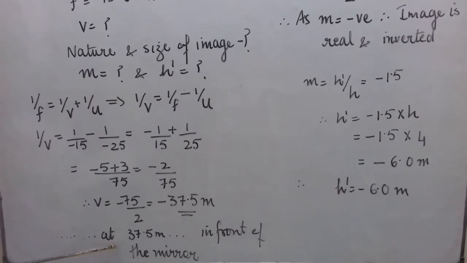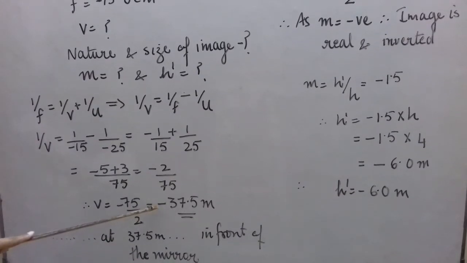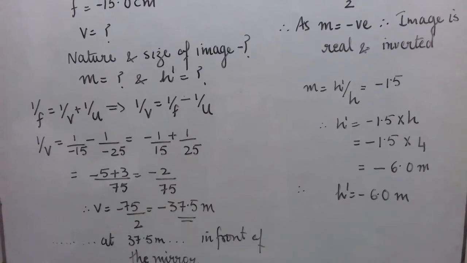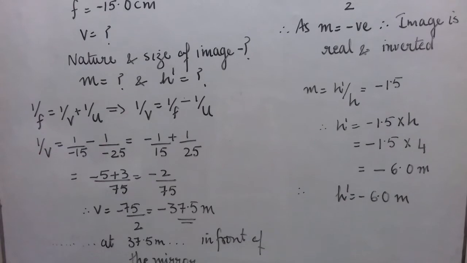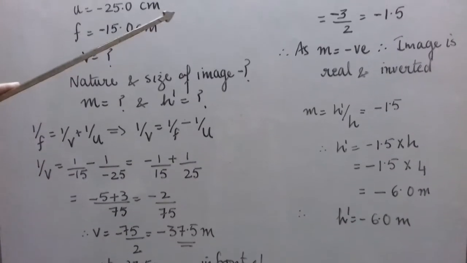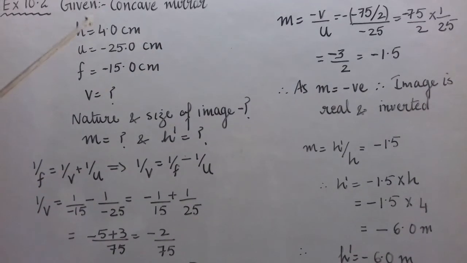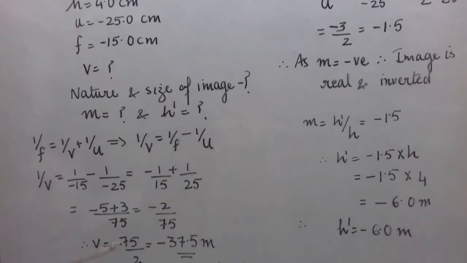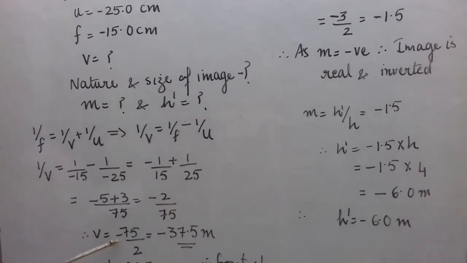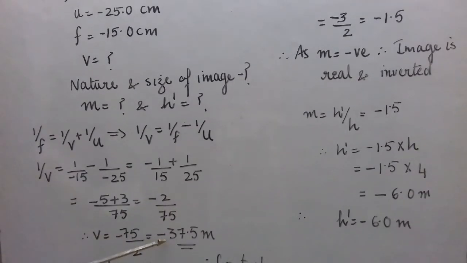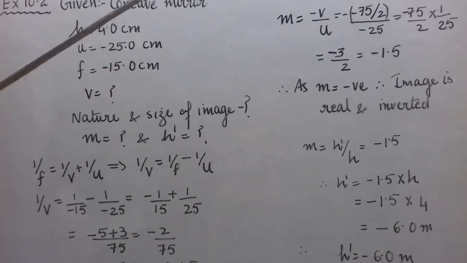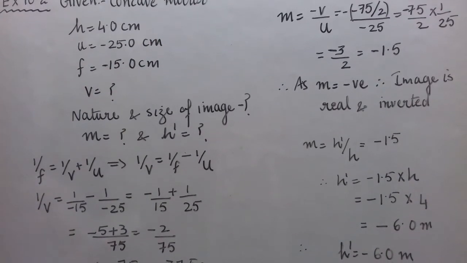We already know, students, that this image is formed here in front of the mirror because it is negative. Okay. Find the nature and size of the image. So for nature, small m, and what is the formula for mirrors? M is minus v upon u. Again, I'll prefer to take the v value as minus 75 upon 2, because it will make my calculations easier.